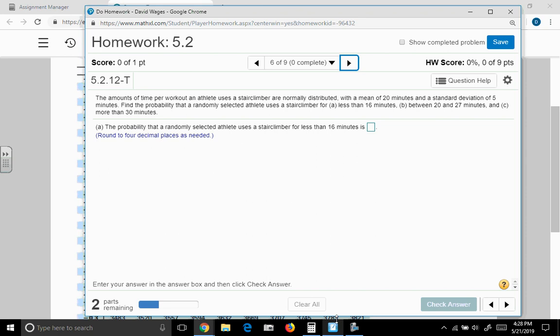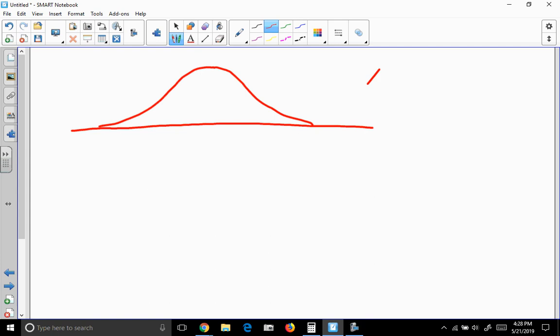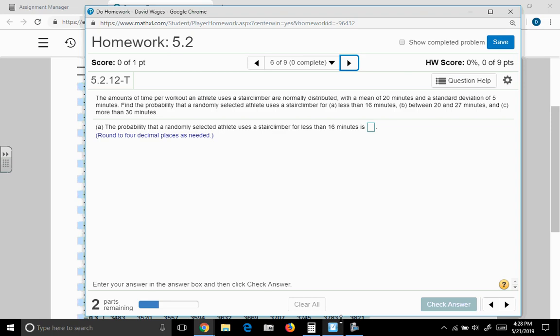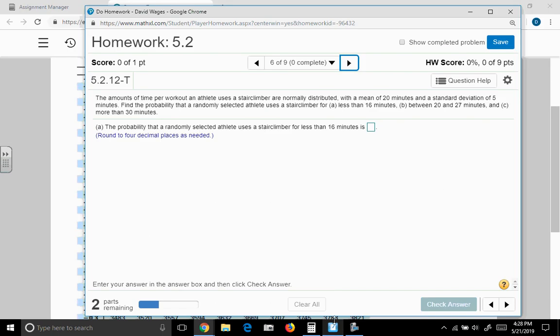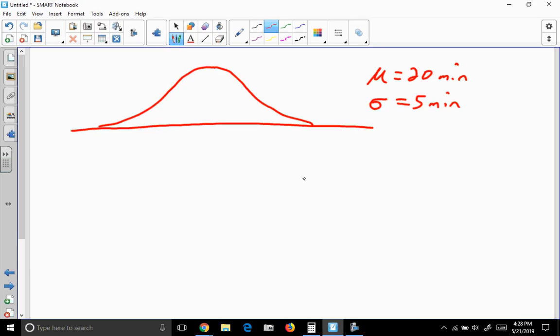So we're told that the average time, the mean time on the stair climber, is 20 minutes, and the standard deviation of times is 5 minutes. They give us several scenarios. Find the probability that a randomly selected athlete uses a stair climber for A, less than 16 minutes. So what is the probability that the person selected uses the stair climber for less than 16 minutes?